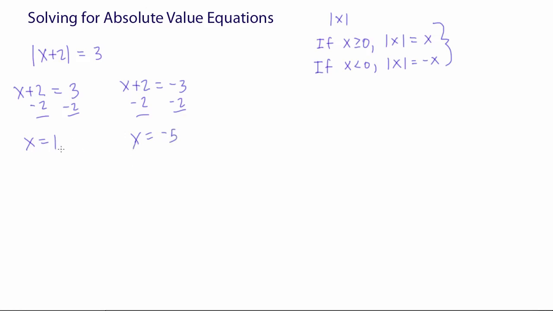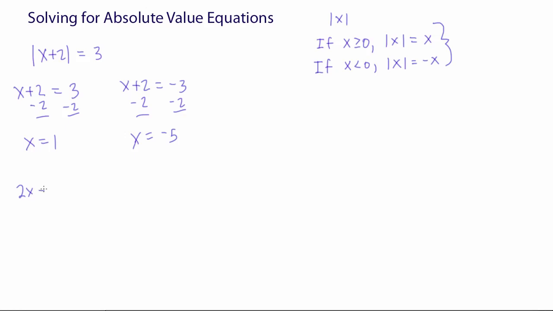3 take away 2 is 1, and subtract 2 on both sides here, x equals negative 5. And if you plug it in, 1 plus 2 is the absolute value of 3, which is 3, and then we got negative 5, so negative 5 plus 2 is negative 3, the absolute value of negative 3 is 3. Let's try another one.